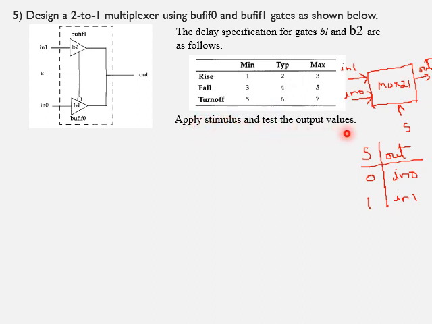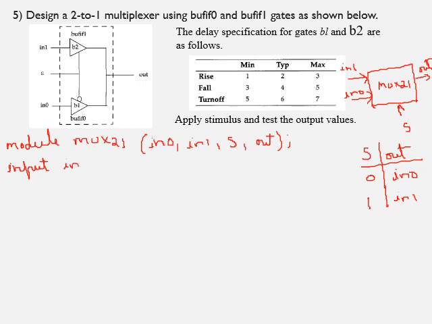Apply stimulus and test the output values. So we'll proceed to write the program now. The name of the module is mux21. Port list is in0, in1, S, and out. Input in0, in1, and S, and output out.